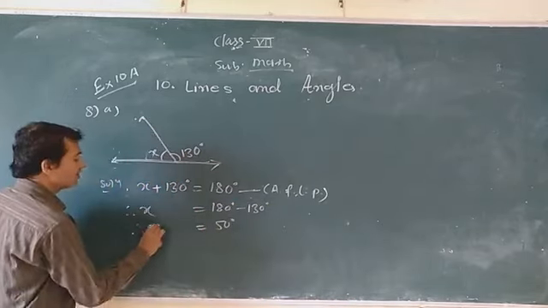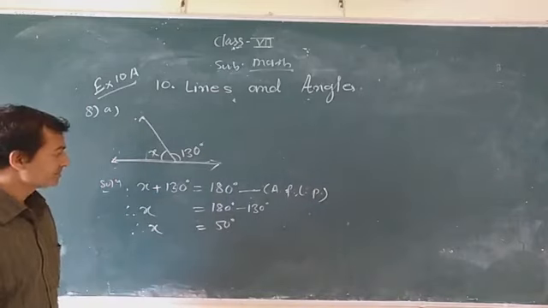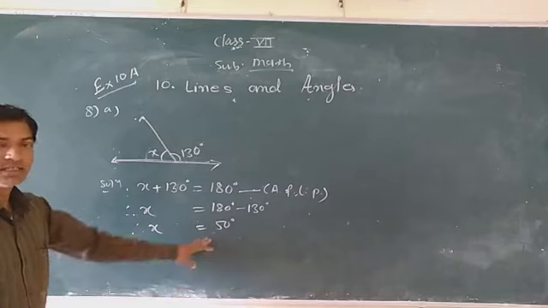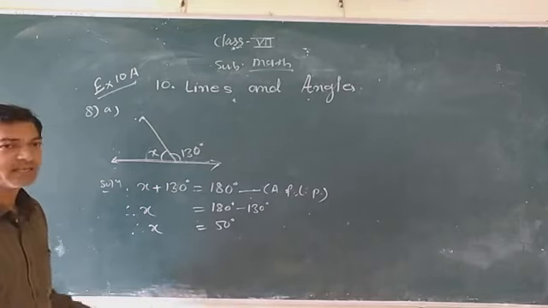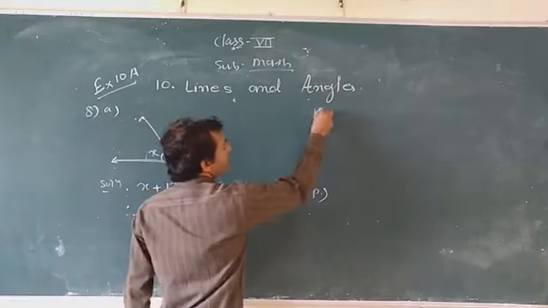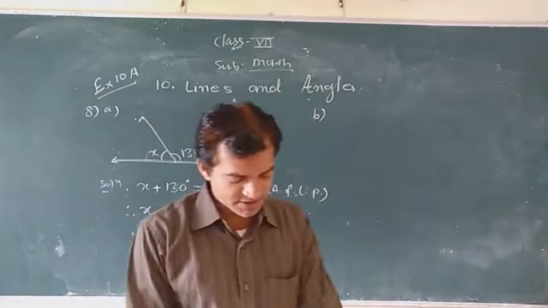Means x is equal to what? 50 degrees. So x is equal to 50 degrees. In this way you can easily find the value of x. Now see the second one. Question B. What is here?